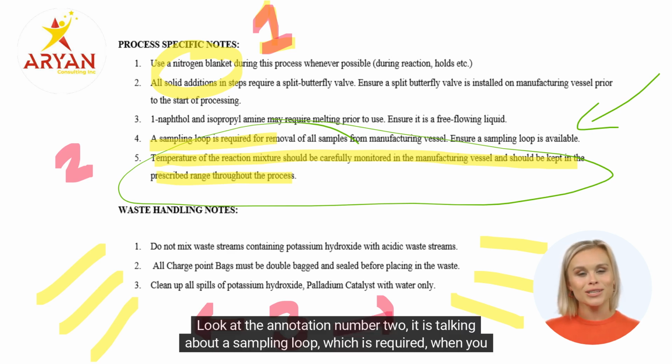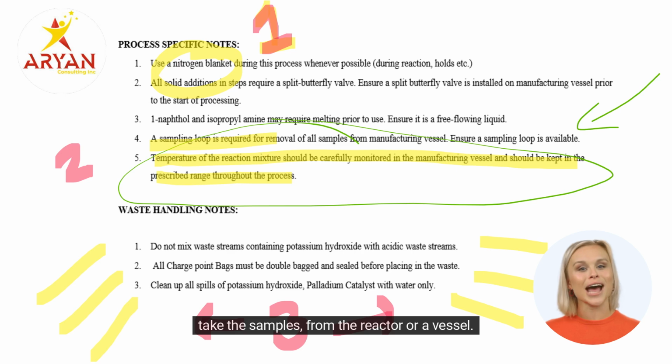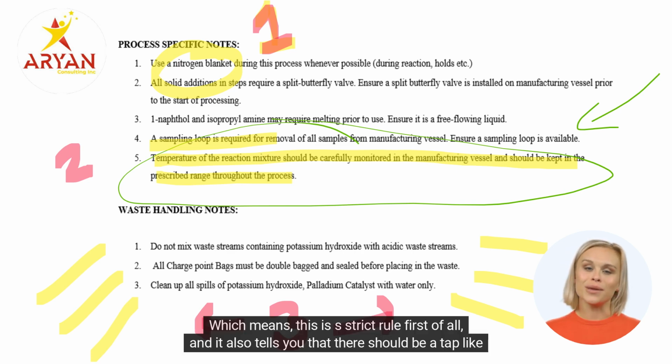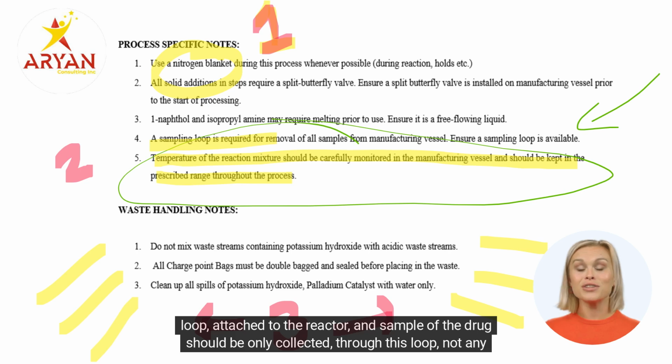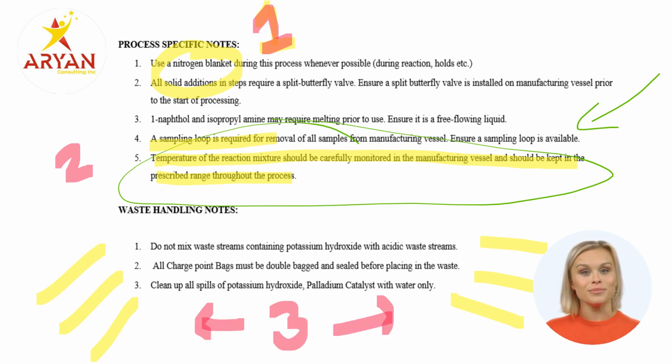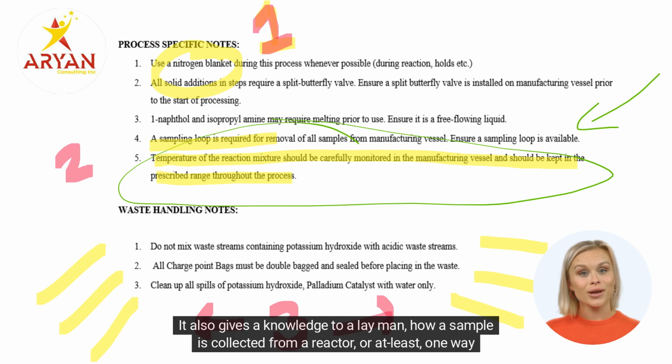Look at the annotation number 2. It is talking about a sampling loop, which is required when you take samples from the reactor or a vessel. This is a strict rule first of all, and it also tells you that there should be a tap-like loop attached to the reactor and a sample of the drug should be collected only through this loop, not any other way. It also gives a layman knowledge of how a sample is collected from a reactor, or at least one way of doing it.